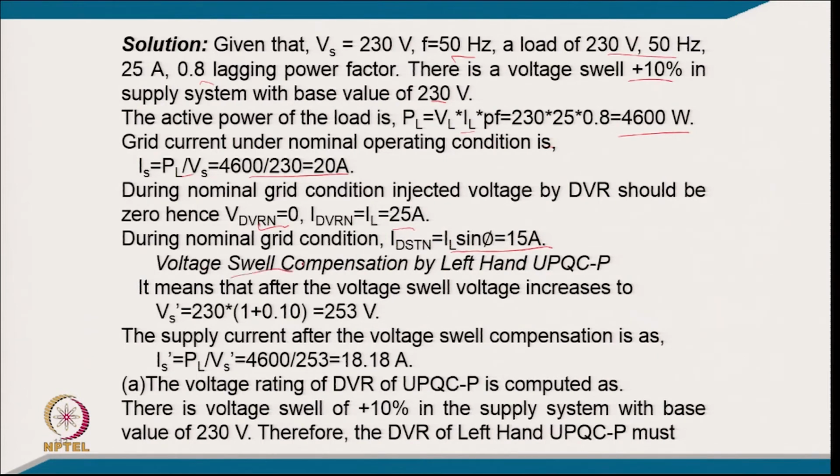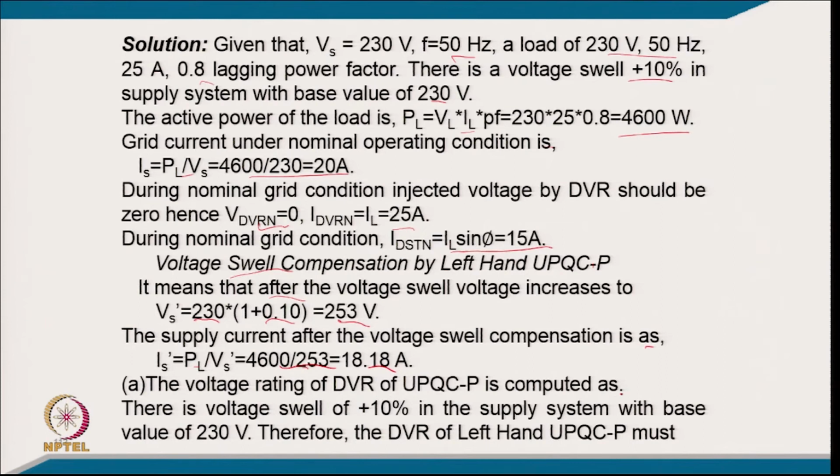So, now coming to the voltage swell condition by left hand UPQC, it means that after the voltage swell the voltage increases. So, it is 230 into 1.1, so it becomes 253 volt, and the supply current after the voltage compensation is your power divided by Vs. So, your current becomes 18.18 because the voltage increases because of voltage swell across the PCC.